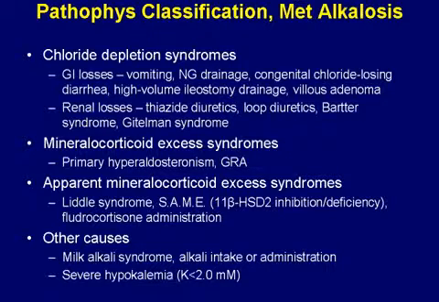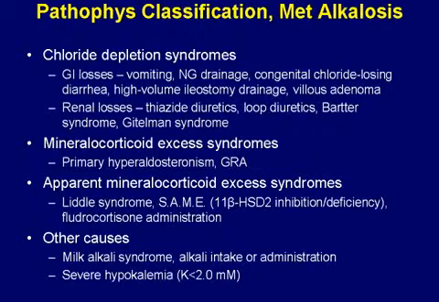Finally, when we talk about metabolic alkalosis, I mentioned that it's probably easier to think of it in terms of this subclassification, looking at chloride depletion syndromes such as GI losses and renal losses. And Alan talked a lot about how Bartter syndrome and Gitelman syndrome can be distinguished based on the changes in urine electrolytes versus patients that are volume depleted and a GI loss of chloride.